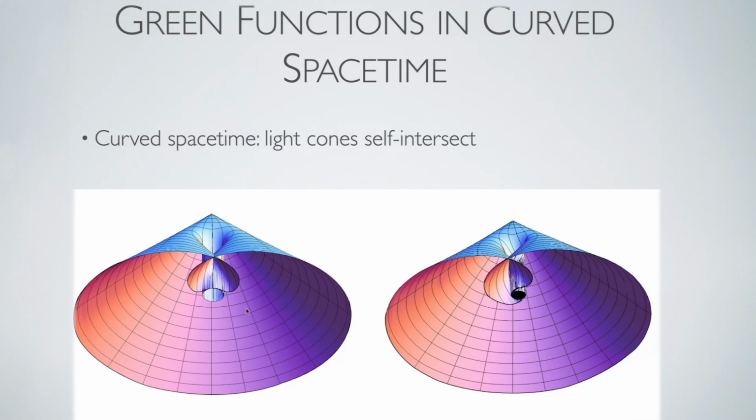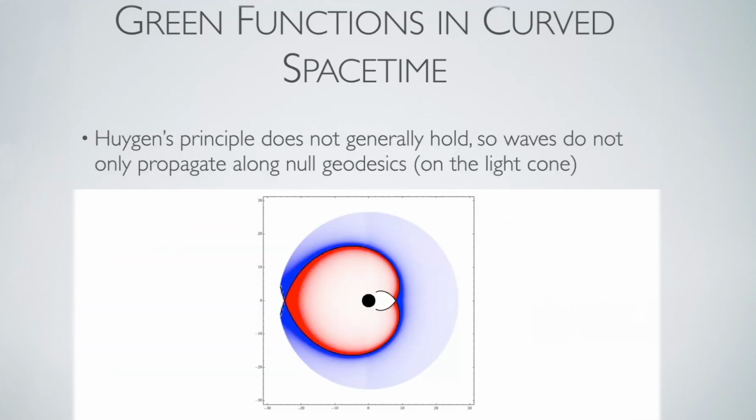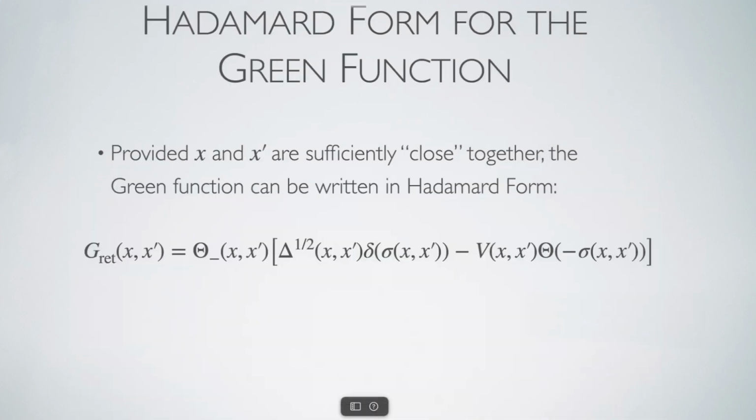So this is just to say that the Green function in curved spacetime has quite a lot more structure to it, and it's more difficult to find than the flat space one. Here's another plot of a similar thing. If you take a slice through one of those light cones and you plot the Green function, you can see that it has support not just on the light cone, which is the null geodesics, but also everywhere else in the spacetime. So that doesn't preclude us from being able to try to compute the Green function.